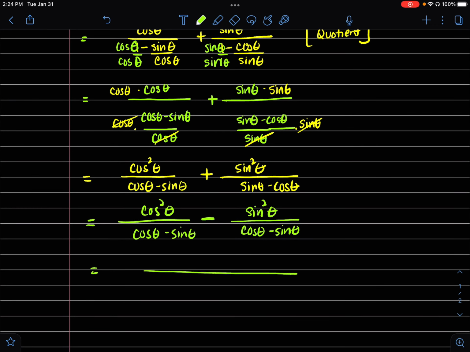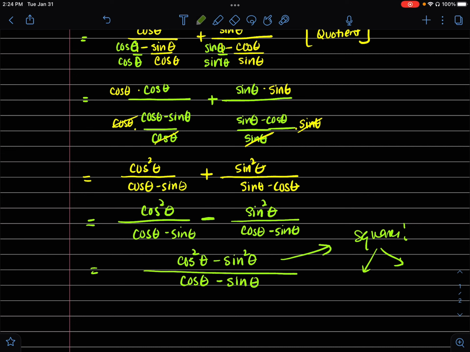Now the denominators are perfectly the same, cosine theta minus sine theta, and I can go ahead and combine this because the denominators are the exact same. In the numerator, I now have cosine squared theta minus sine squared theta. And when you start seeing these squares, two things should come to your mind.